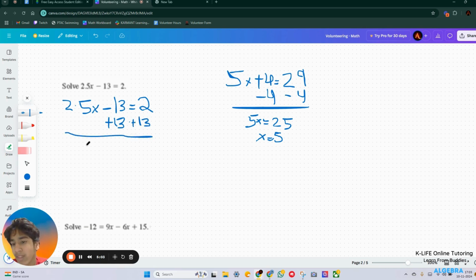Make the line if you want, I just like to do it. 2.5x equals 15. Then x equals 2, so that would equal 6. So we isolate the variable first. That's our goal: give it a value.